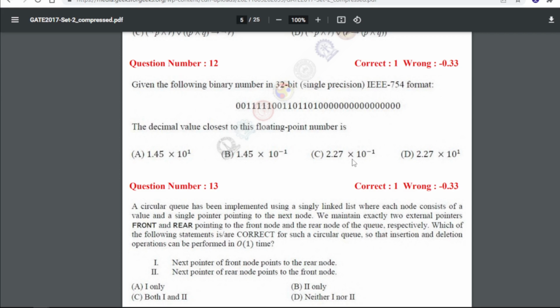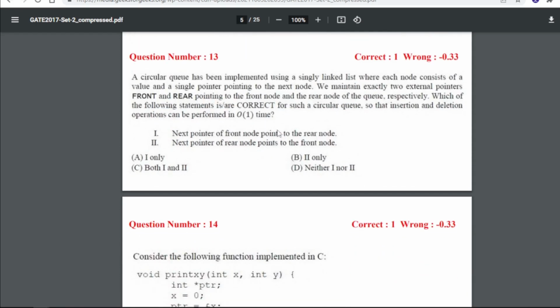Sorry, for 12 the answer is C, that is 2.27 into 10 to the power minus 1. 13 is a circular queue has been implemented using a singly linked list where each node consists of a value and a single pointer pointing to the next node. We maintain exactly two external pointers, front and rear, pointing to the front node and the rear node of the queue respectively. Which of the following statements is correct for such a circular queue so that insertion and deletion operations can be performed in order of one time?